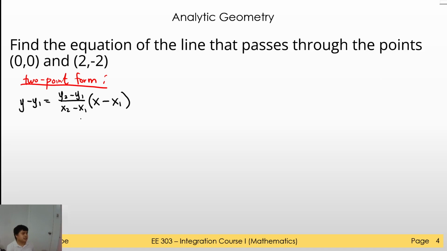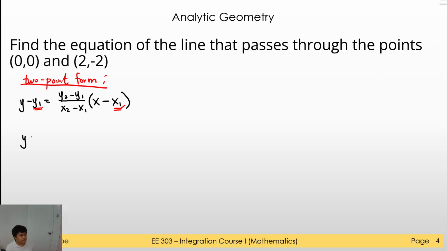Actually, you can change this one. It can also be y2 here and x2 here. It depends, but you have to be consistent. If you use the first point, you have to use the first point for this too. If you use the second point, you can use the second point for this. This should yield the same answer. To make things easier, it is more practical to use this as your y1 and x1 to prevent additional computations.